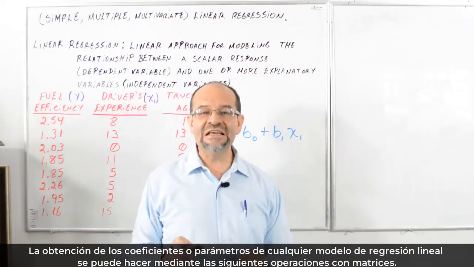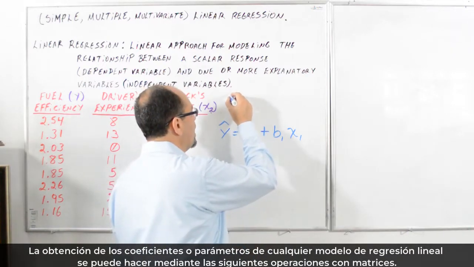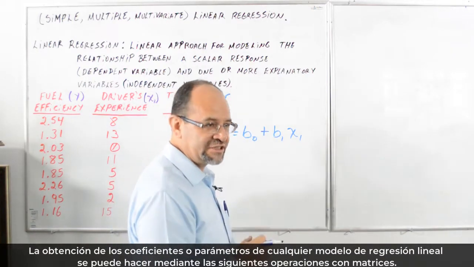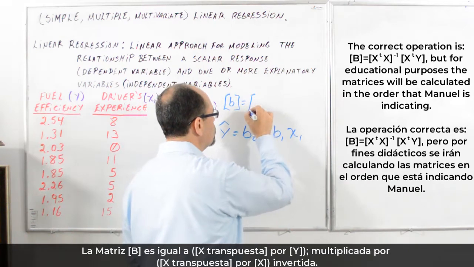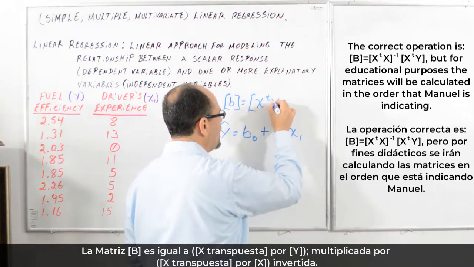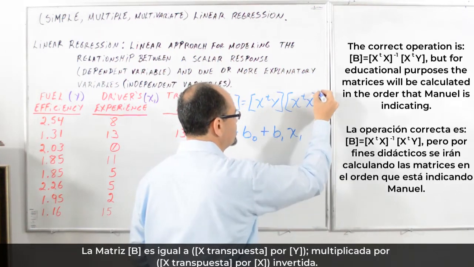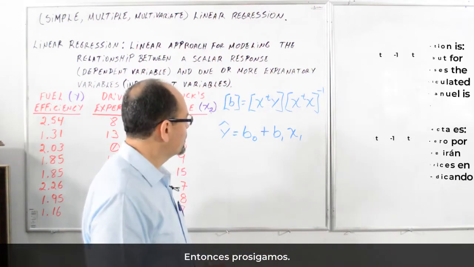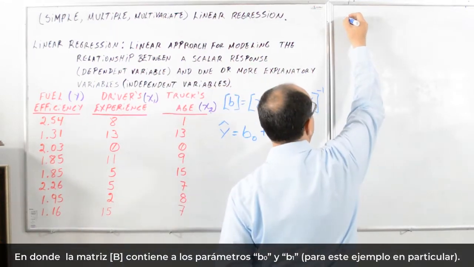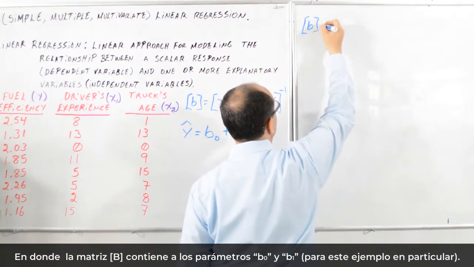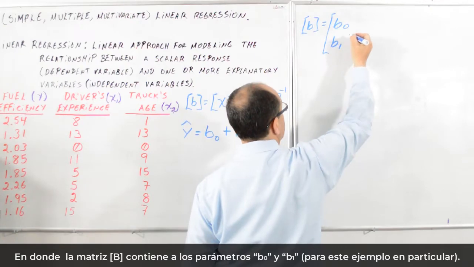For any linear regression, the way to obtain the coefficients or the parameters is using operations with matrices, which is matrix B equal to X transpose X inverse, times X transpose Y. Well, let's do that. So the matrix B will be something like this one. Matrix B is equal to B0 and B1 for this specific example.